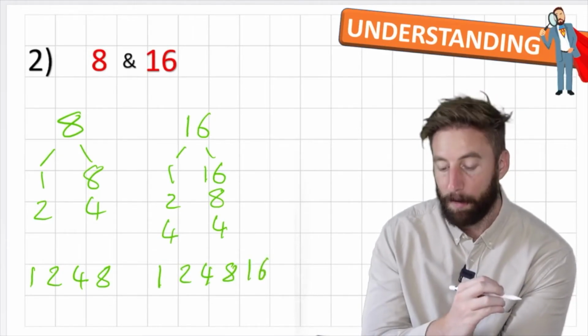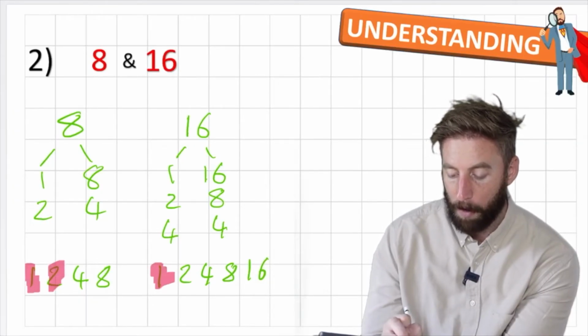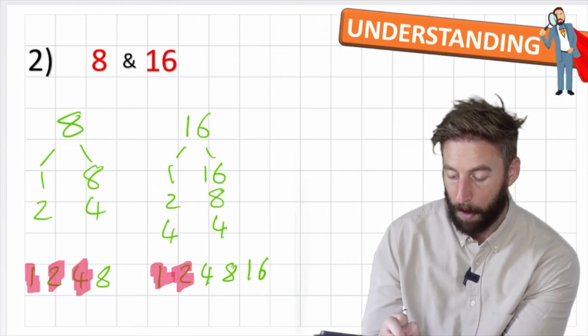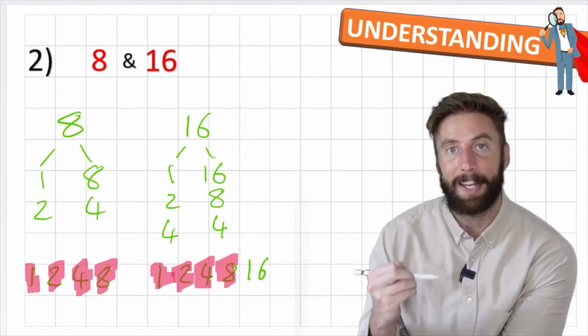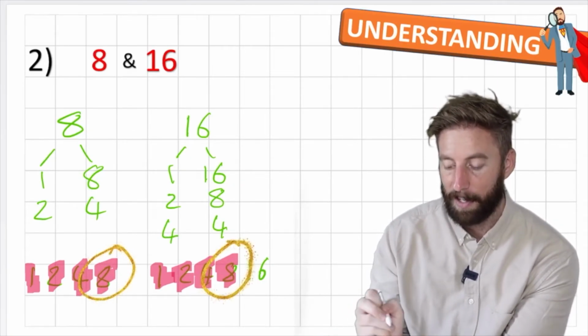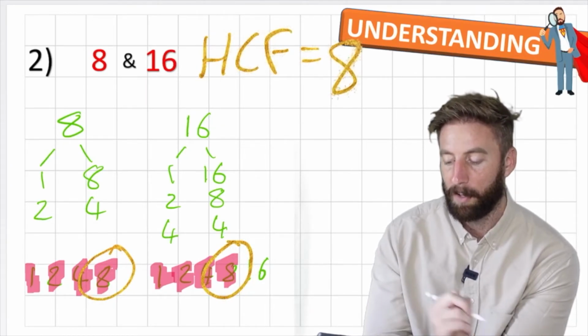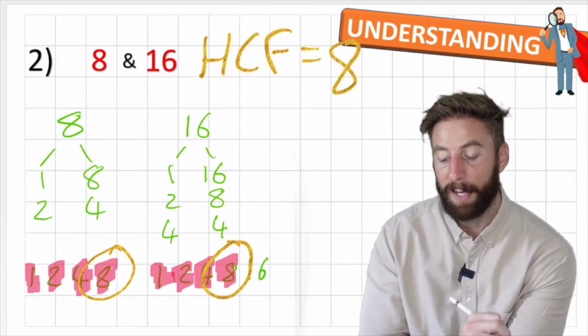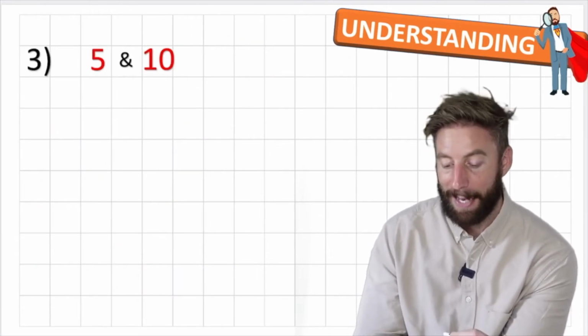Now let's look for those common factors. I have a 1 in both. I have a 2 in both. I have a 4 in both. I also have an 8 in both. So then now looking for my highest common factor, I can see that 8 is my highest common factor. Awesome. Okay, hopefully you're getting the gist of this. Let's finish off with question 3, which is 5 and 10.